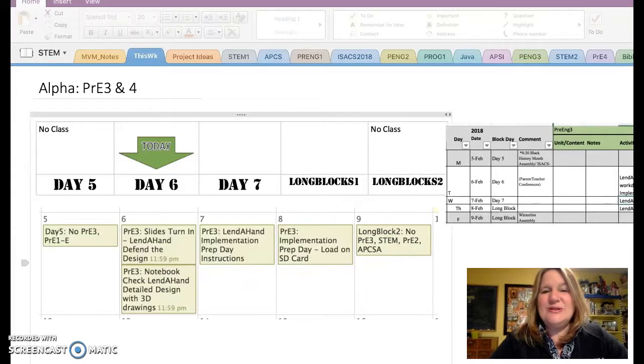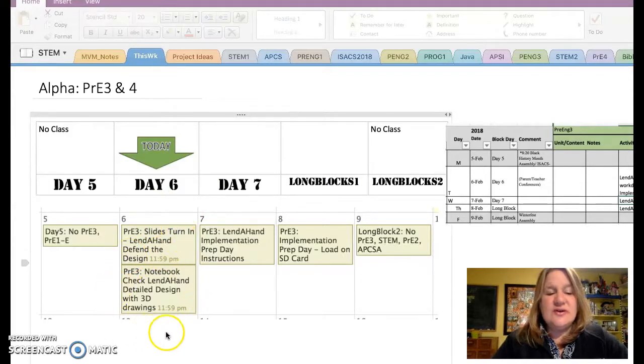Let's start by looking at our usual weekly calendar. Today is Tuesday, day 6, and we've got a couple of things planned. I'm going to have you go ahead and turn in the Defend the Design slides for those excellent presentations that you did last Friday. They really wowed everybody, and I hope a few of you got to catch the section on the Channel 13 news. It was excellent. So go ahead and one member from each team turn in those slides.